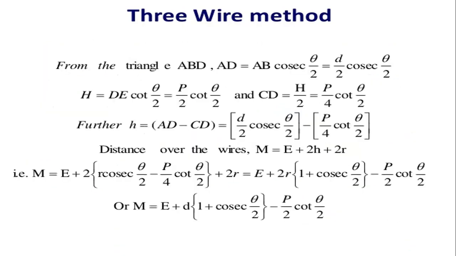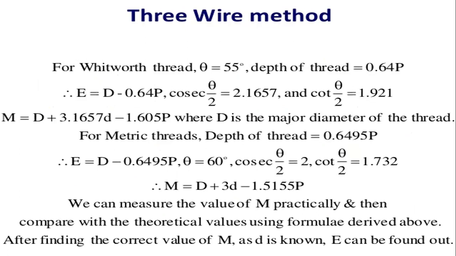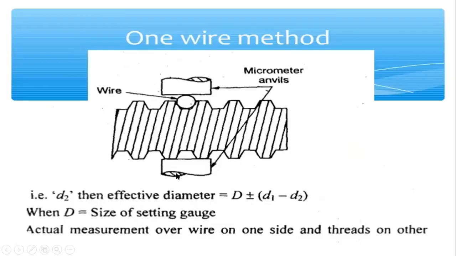The formula is obtained as capital E is equal to cot theta. So these are the differences between the one wire method, the two wire method and the three wire method. So we have seen all the methods considering the effective diameter.